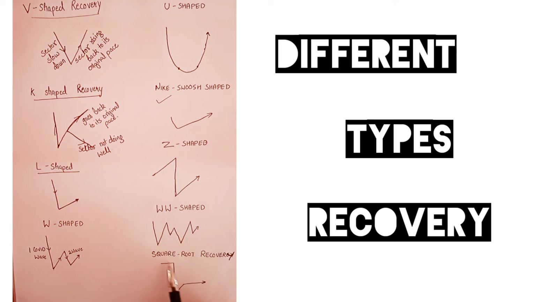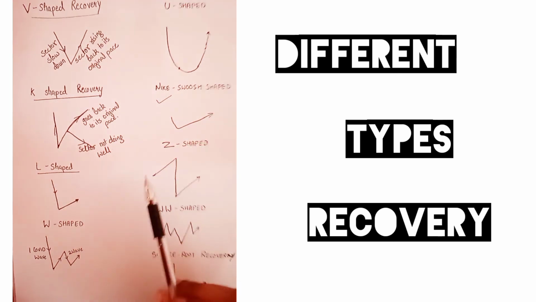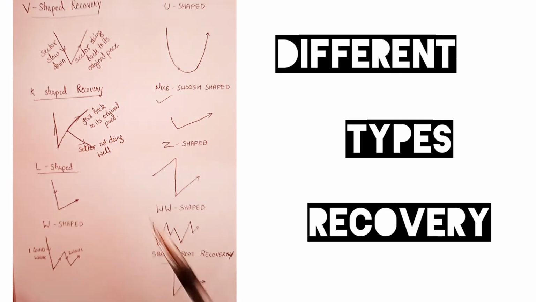Next is square root recovery. As we see in the diagram, a reverse square root symbol. US economy may be in the form of a square root shaped recovery. Some economists resembles it like a V-shaped recovery. Or we can say it never go to its original pace. So now I think I make it easy for you to understand all types of recovery by these diagrams.